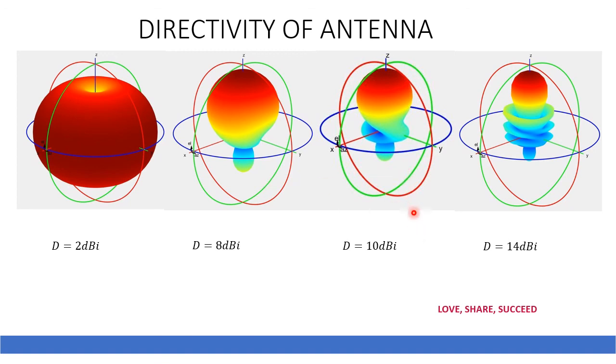Here look at another radiation pattern. This is for 10 dBi, and here the radiation pattern is narrower than the 8 dBi one. And when the directivity becomes 14 dBi, the radiation pattern becomes narrower still. That means as the directivity increases, the antenna is able to focus its energy onto a narrow solid angle. So that is what I said in the last point, that D is equal to 4 pi by omega A. That is, as directivity increases, the beam solid angle decreases.